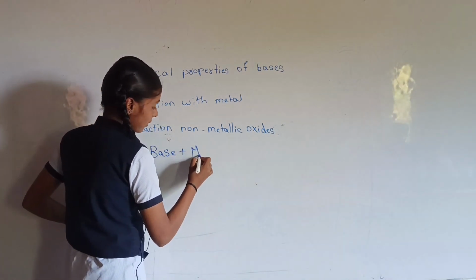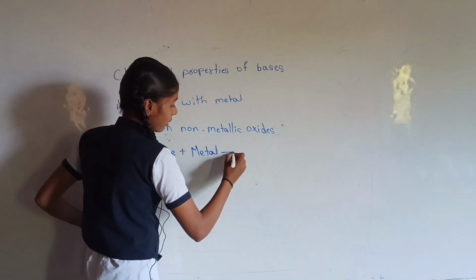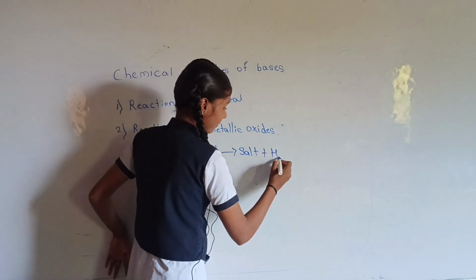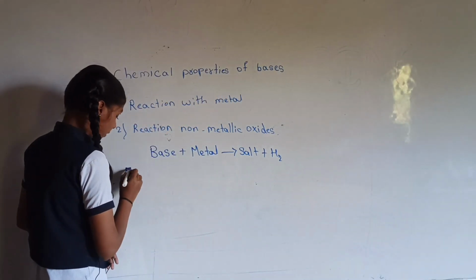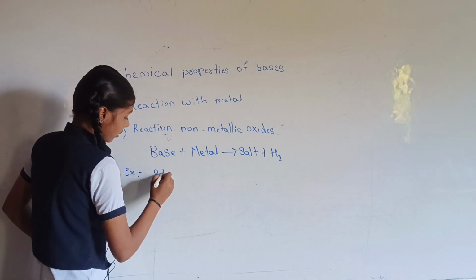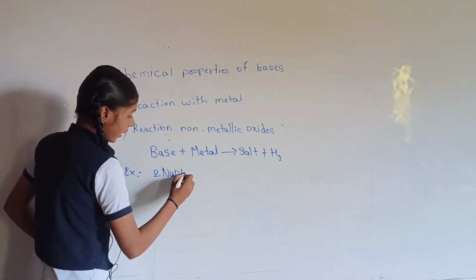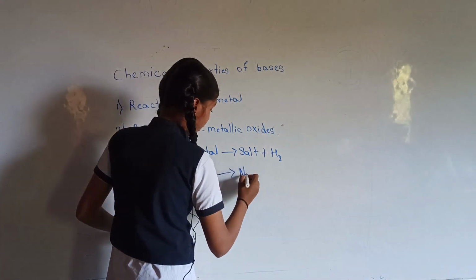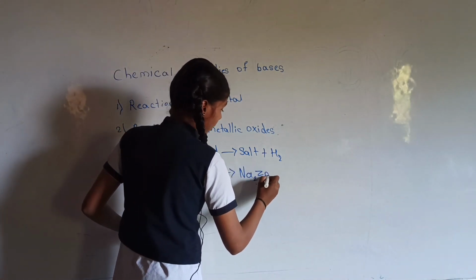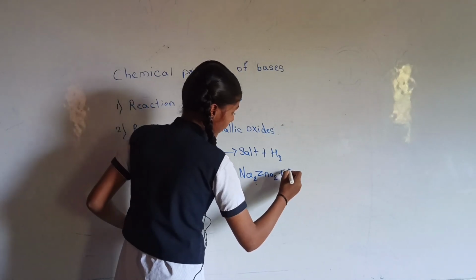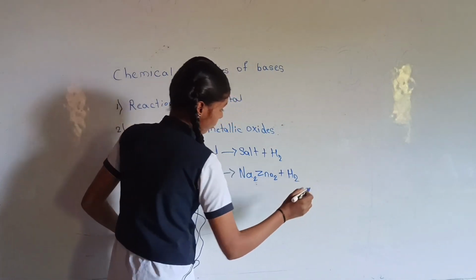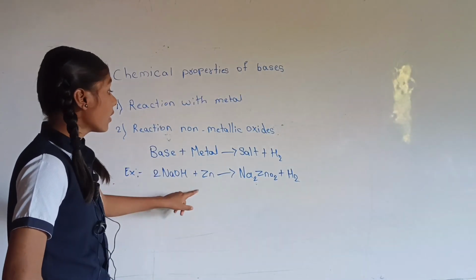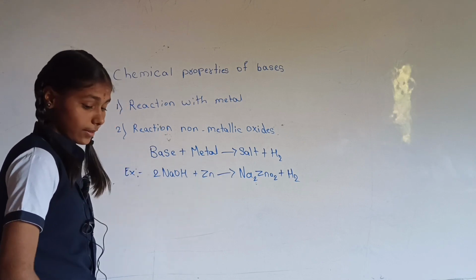Base plus metal gives salt plus hydrogen. Example, 2NaOH plus Zn gives Na2ZnO2 plus H2. So the base is NaOH and the metal is zinc, which gives salt and hydrogen gas.